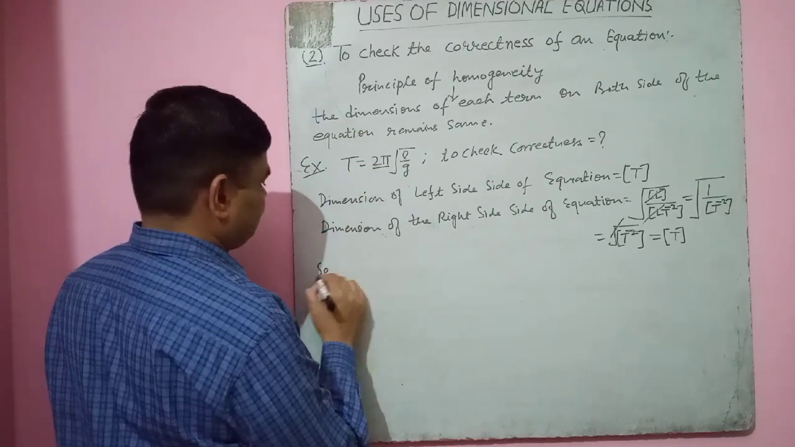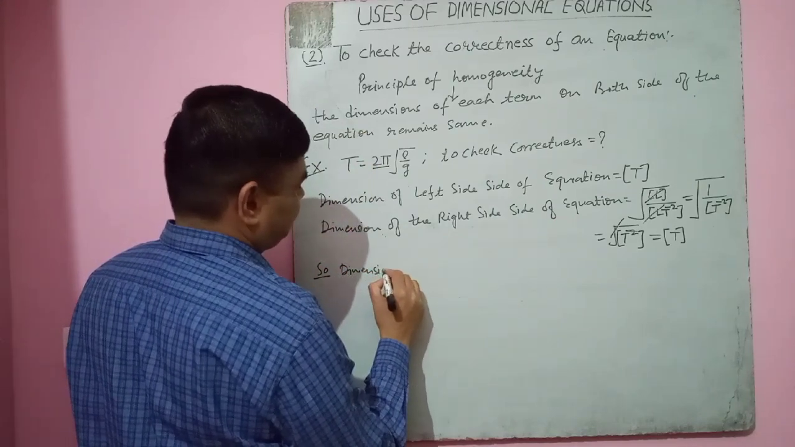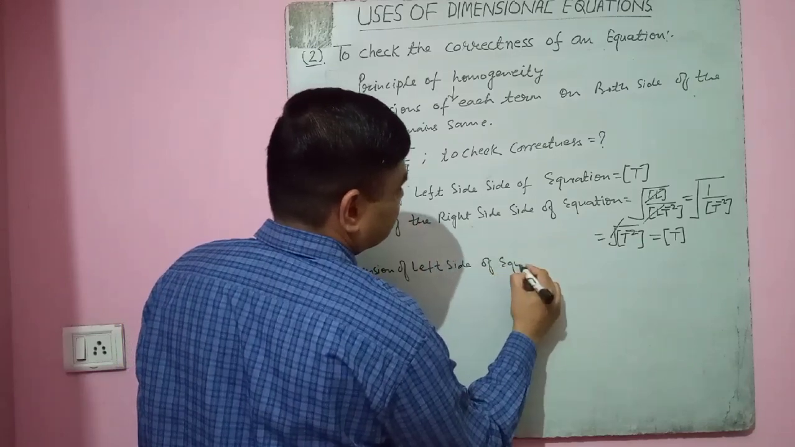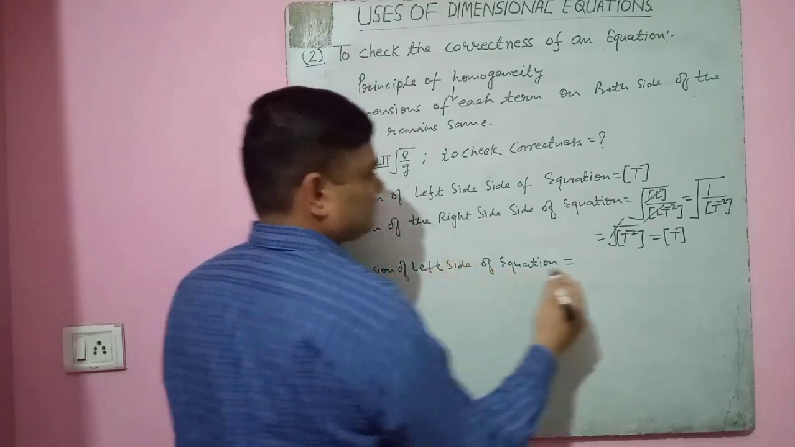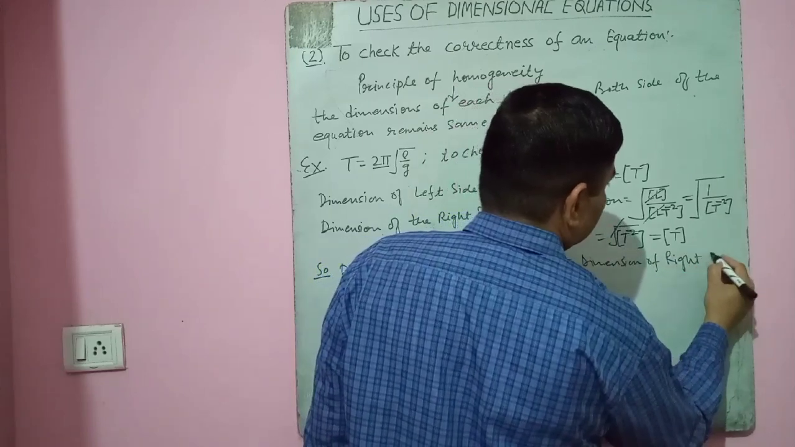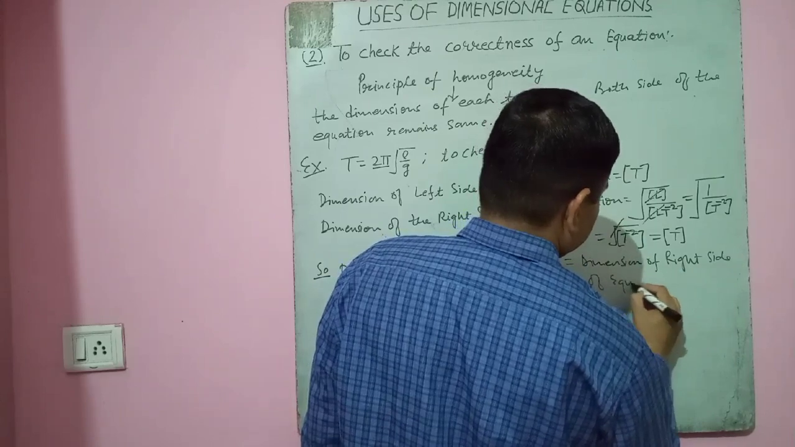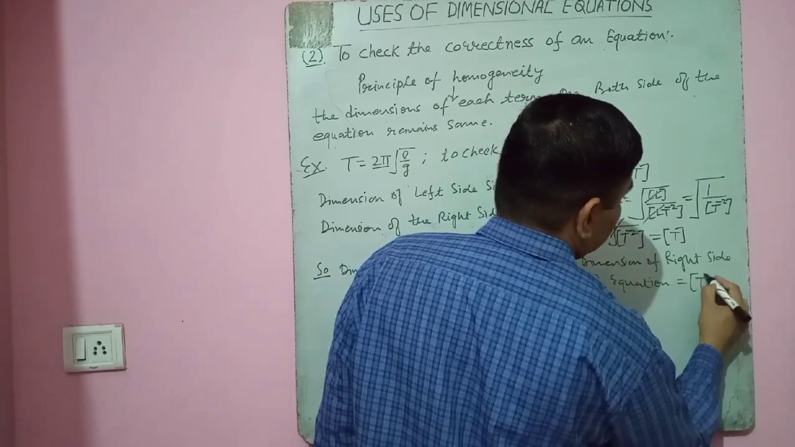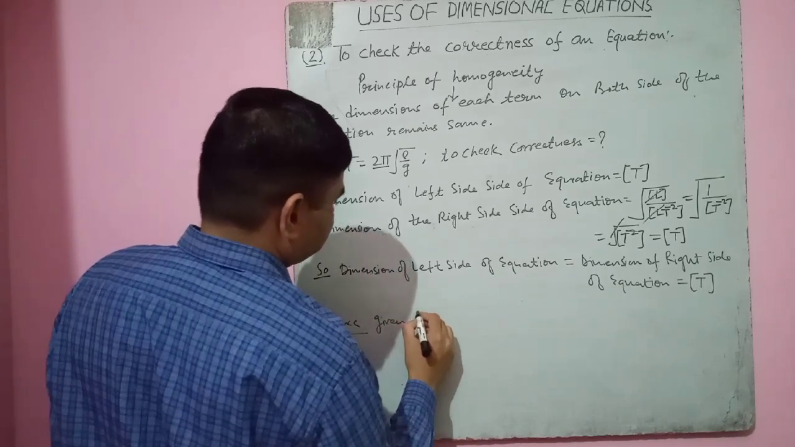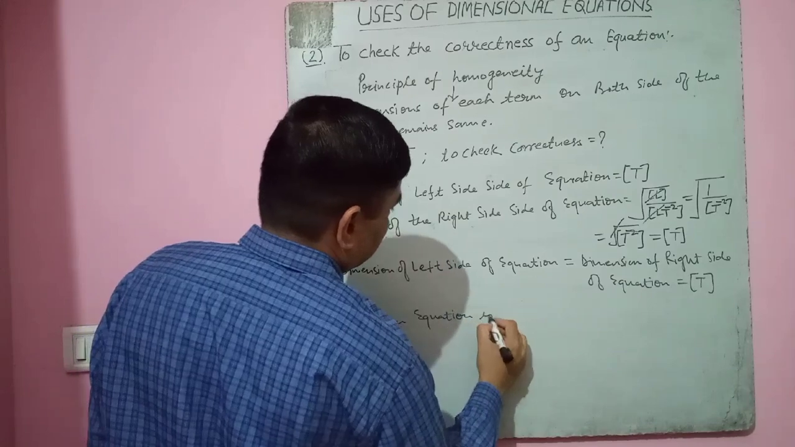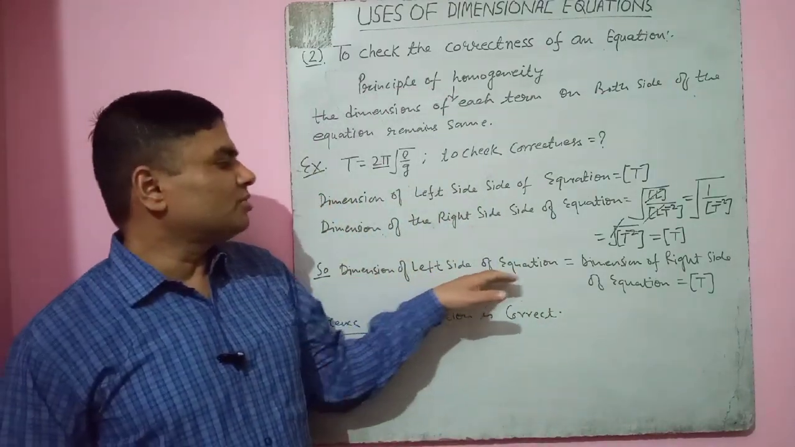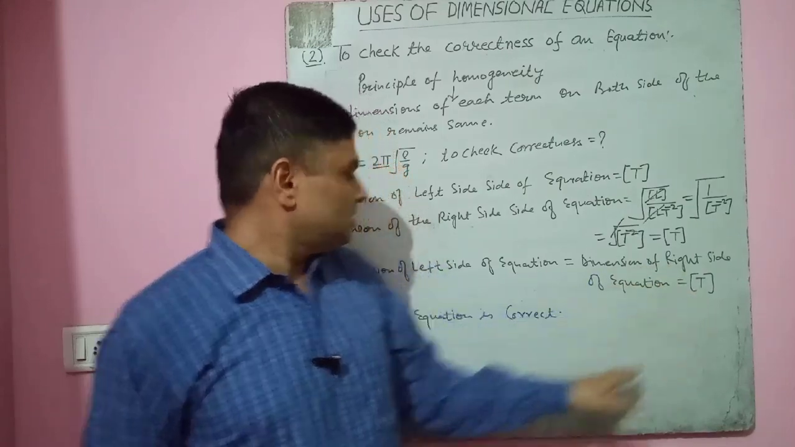So the dimension of the left side of the equation is equal to the dimension of the right side of the equation, which is square bracket T. Hence the given equation is correct because the dimension of the left side of the equation is equal to the dimension of the right side of the equation, which is T. Hence the given equation is correct.